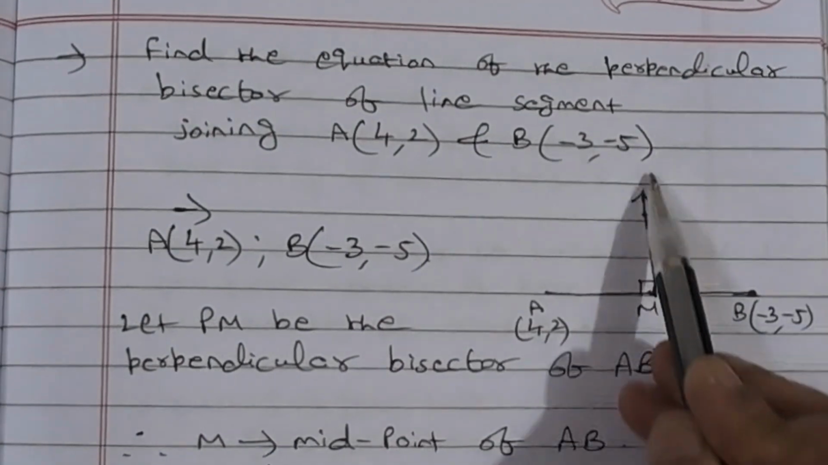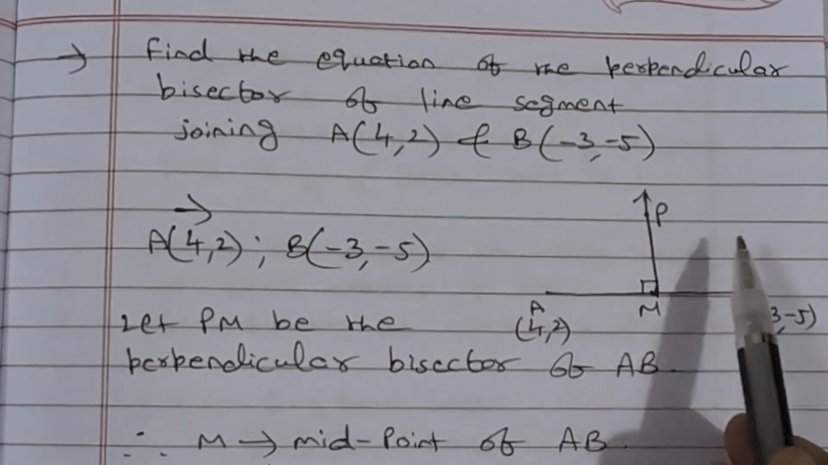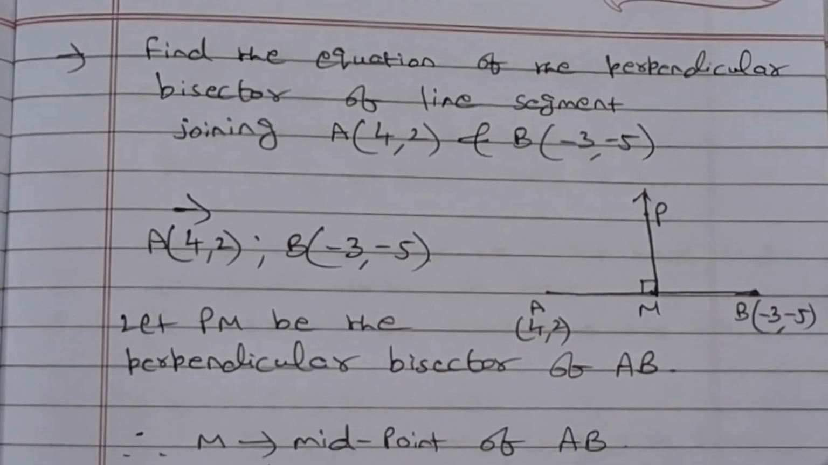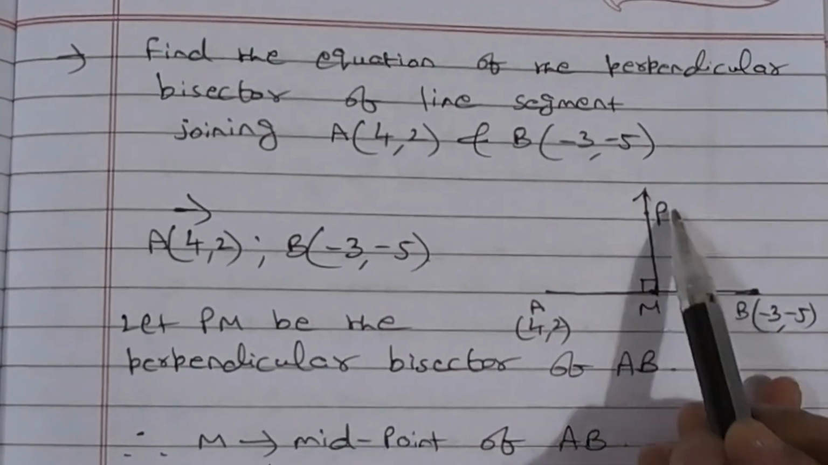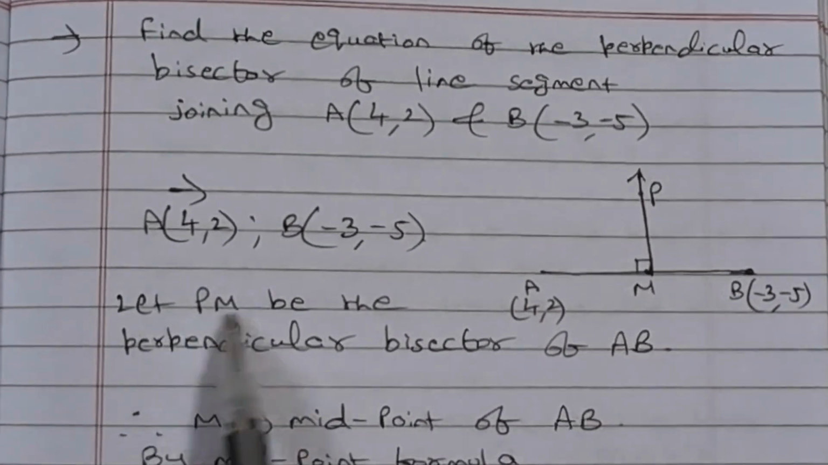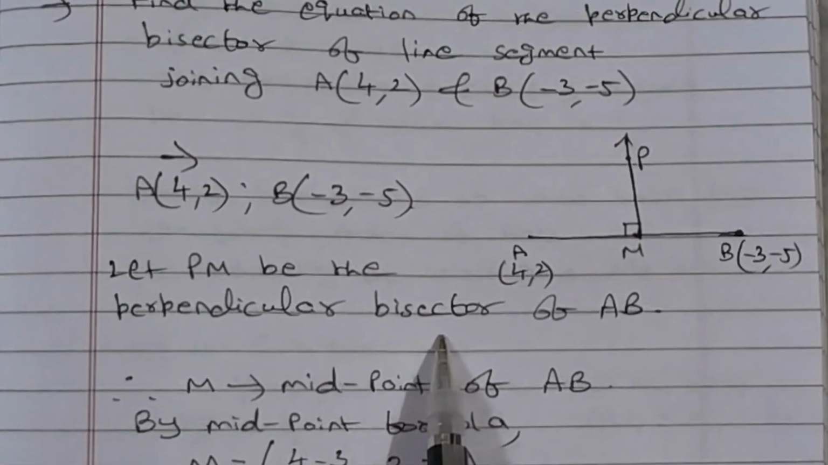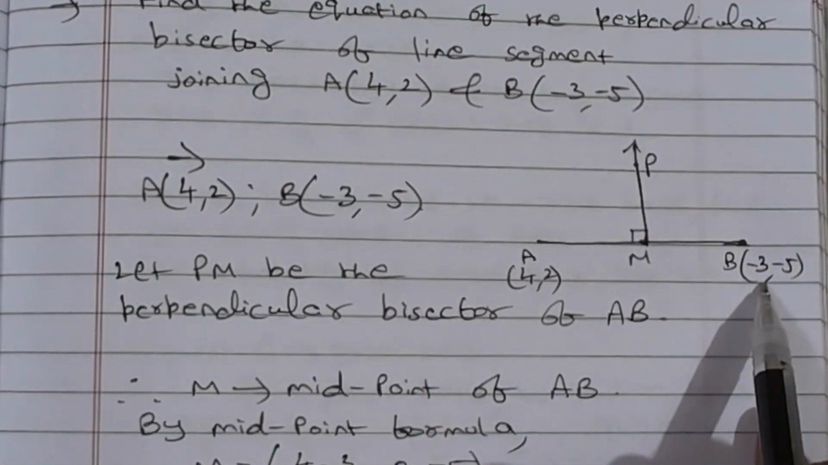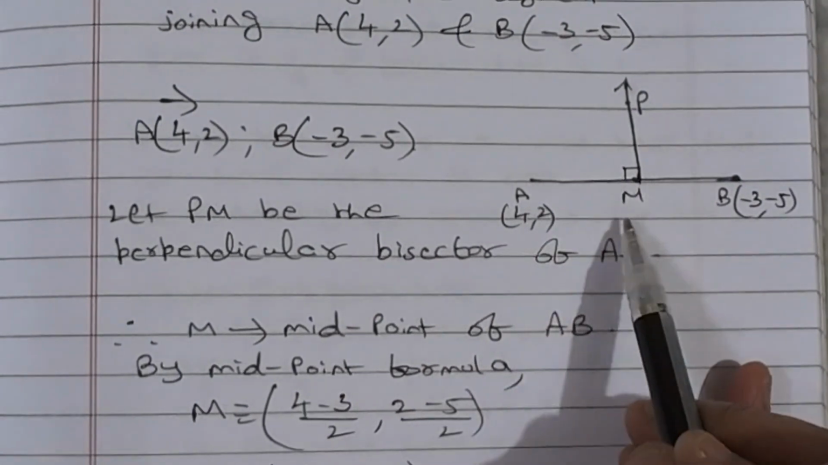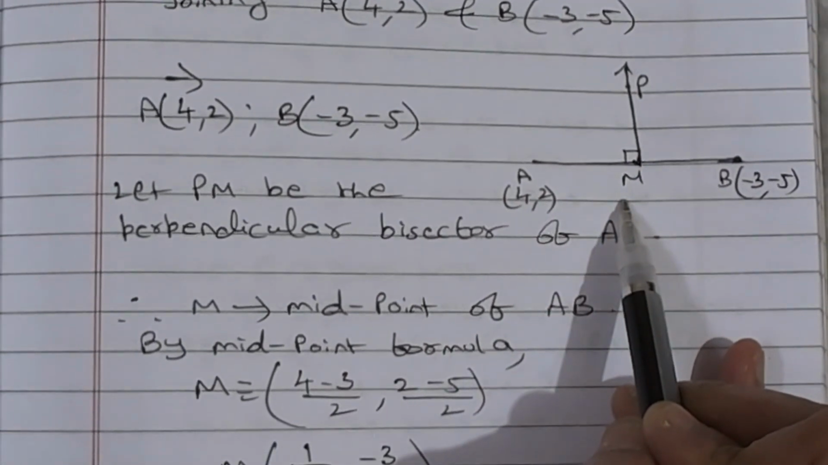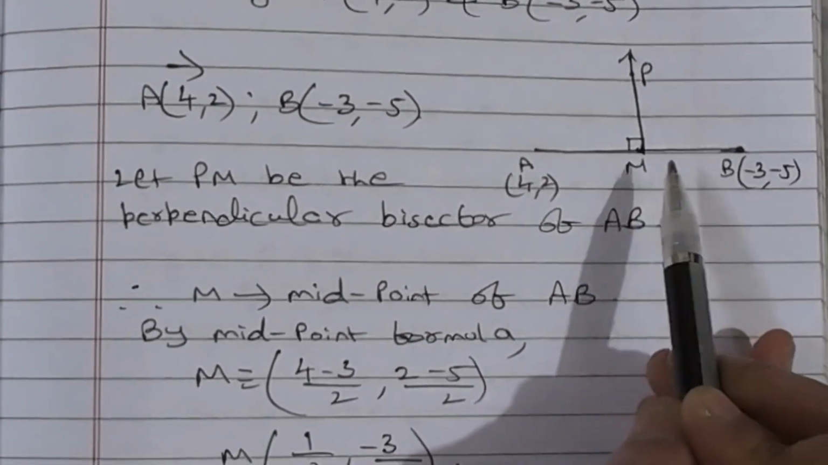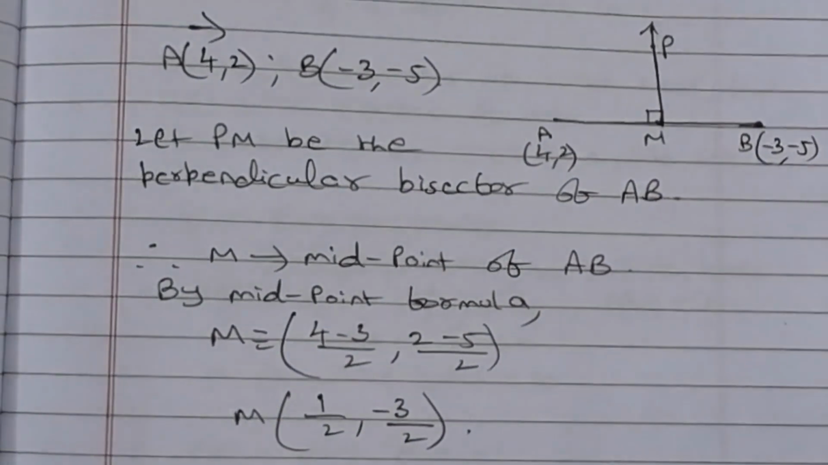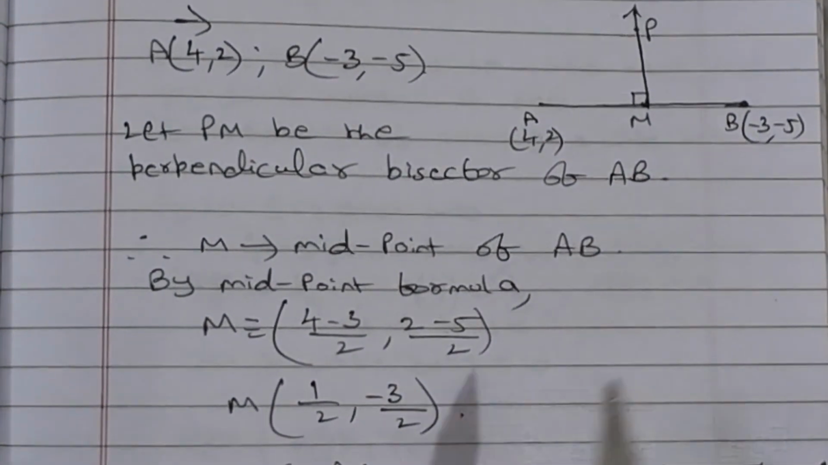So PM, draw a rough figure and then do the question, because figure draw करेंगे तो you will understand कि what you have to do and what is given. So A is given, B is given. We have drawn the perpendicular bisector. So let PM be the perpendicular bisector. Now perpendicular bisector है, that means M is the midpoint of AB. So by midpoint formula, firstly we will find the coordinates of M. So M का coordinates हो गया (4 minus 3) by 2, (2 minus 5) by 2. So M मिल गया (half, minus 3 by 2).